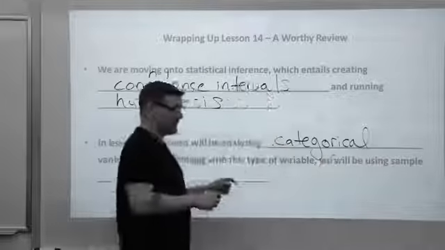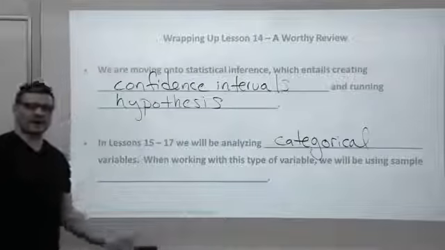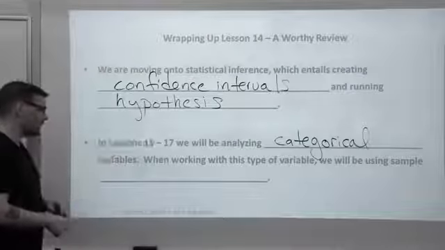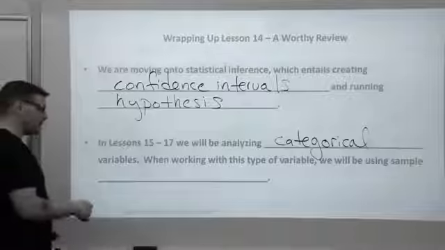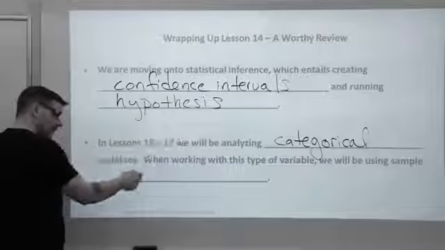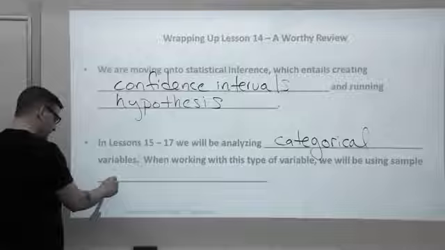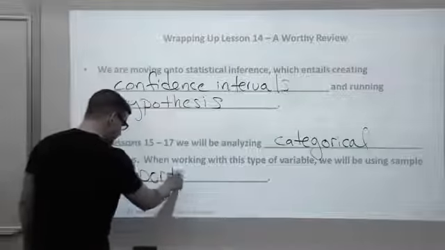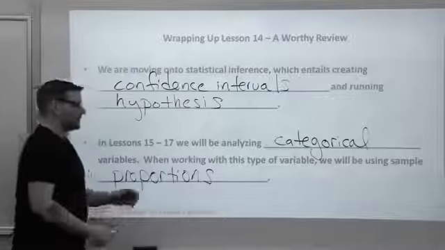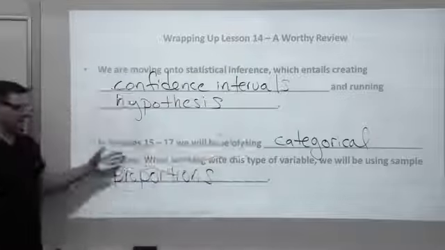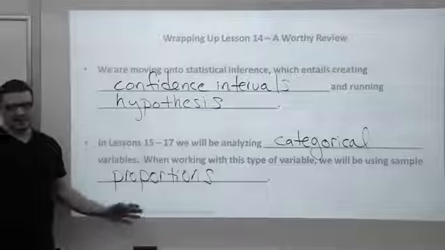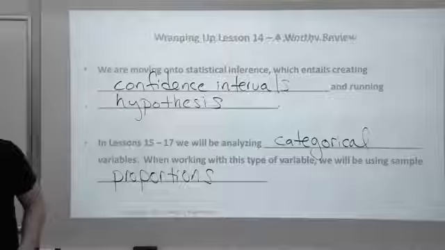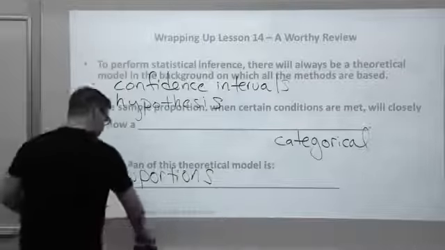So Kim Shepard in the previous video, the question was gun ownership. Yes or no? Does your household own guns? It's categorical. All right. How do we summarize categorical variables? With proportions. So when working with this type of variable, we'll be using sample proportions. Keep this framework in mind for probably the next 2 or 3 weeks in class, because that's what we'll be focusing on. All right. Flip the slide, get this cleaned up.